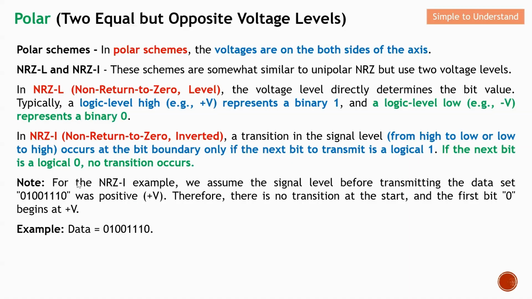Before we start the discussion on non-return to zero inverted, we need to take note of something first. For the NRZ-I example later on, we assume the signal level before transmission of the data will be positive. Therefore, there is no transition at the start, and the first bit is 0. Let's come to the time diagram to understand this better.